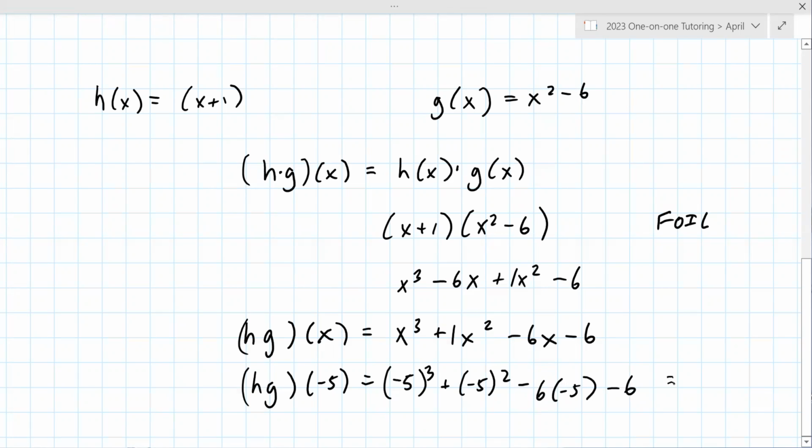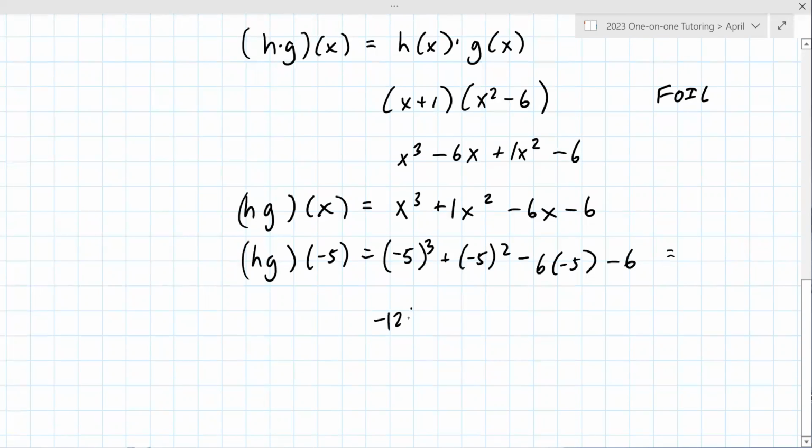And that should equal the same result as we had before if we did it correctly. So -125 plus 25 plus 30 minus 6. So that's 55, and that looks like it is still -76. You can double check that if you want.